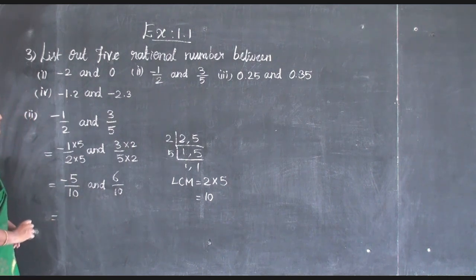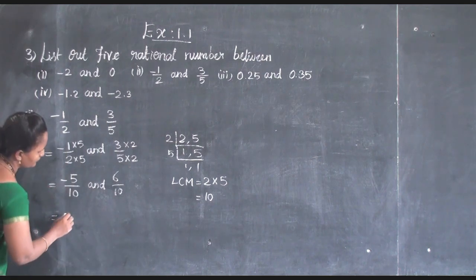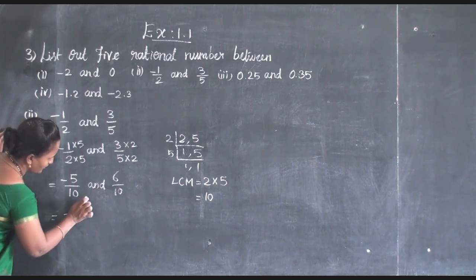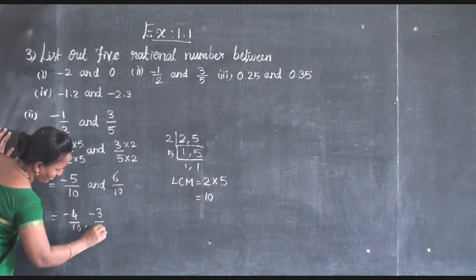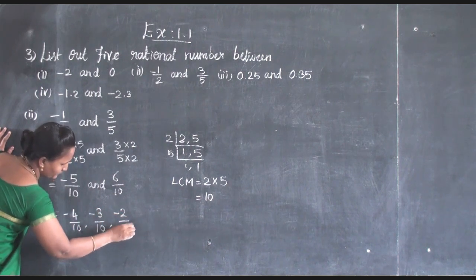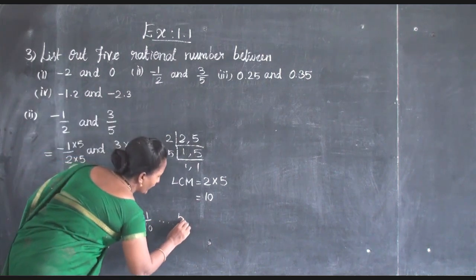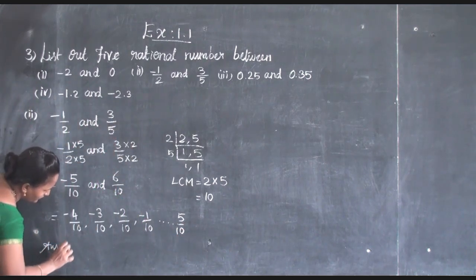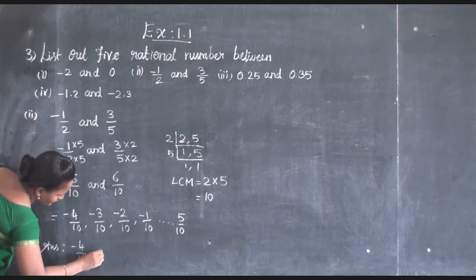So compare the in-between numbers from minus 5 by 10 and 6 by 10: minus 4 by 10, minus 3 by 10, minus 2 by 10, minus 1 by 10, till 5 by 10. There are 5 numbers. So the first 5 numbers you can write.